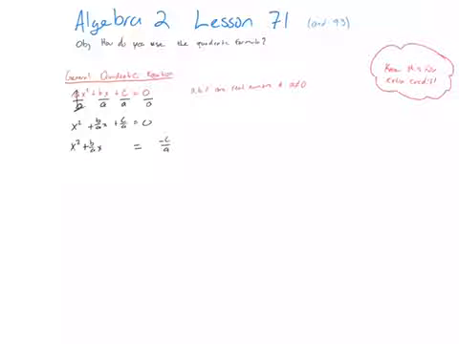Now to complete the square, remember we take this number right here, b, we divide it by 2, and then we square it. Did that work a little bit quickly there for you? But the idea is that I'm going to add that to both sides. b squared over 4a squared.